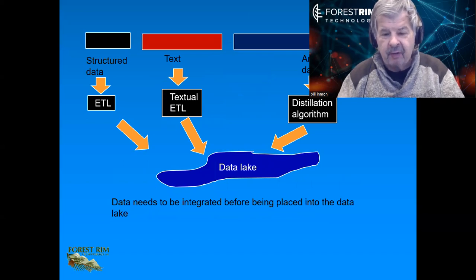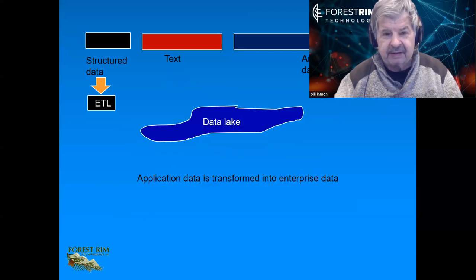Now, another thing that we need to do when we move our data into our data lake, in addition to building the analytical infrastructure, we've also got to integrate our data. And integration is typically done through something called ETL from the structured data, textual ETL from the text environment, and distillation algorithms coming from the analog environment. So let's discuss each one of these. Let's start with the structured environment in ETL.